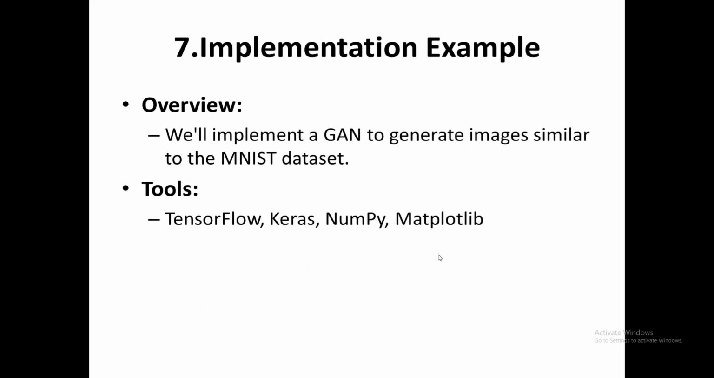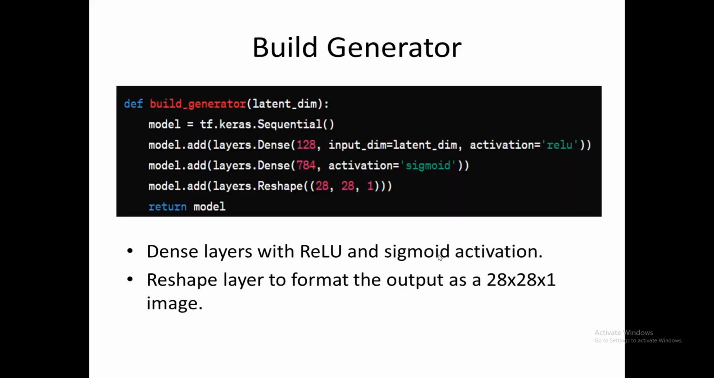If you are going to implement any GAN model, we can use the MNIST dataset. The tools needed for implementing the model are TensorFlow, Keras, NumPy and matplotlib. So this is the code for build generator. Already I told you the generator is nothing but a neural network. So for defining the neural network, this is the code. Define build generator with latent dimension. In this we are using the Sequential model, so TensorFlow Keras Sequential model dot add. We are just adding the layers, that is Dense 128, input dimension equal to latent dimension, and then the activation function is ReLU.